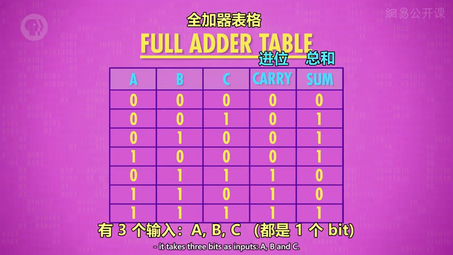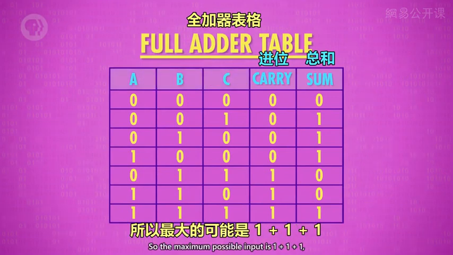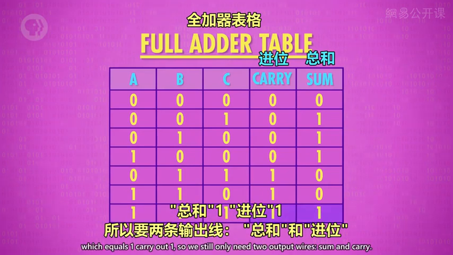It takes 3 bits as inputs, A, B and C. So the maximum possible input is 1 plus 1 plus 1, which equals 1 carry out 1. So we still only need 2 output wires, sum and carry.